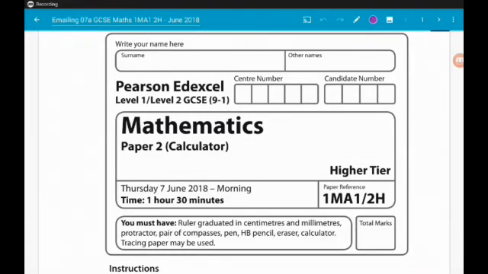Hey there guys, in this episode we are going through Edexcel's June 2018 Higher GCSE Maths Paper 2, which is the first calculator paper. Now I think I remember the reaction to this one also not being very positive, so I'm going to try and make this as helpful as possible.